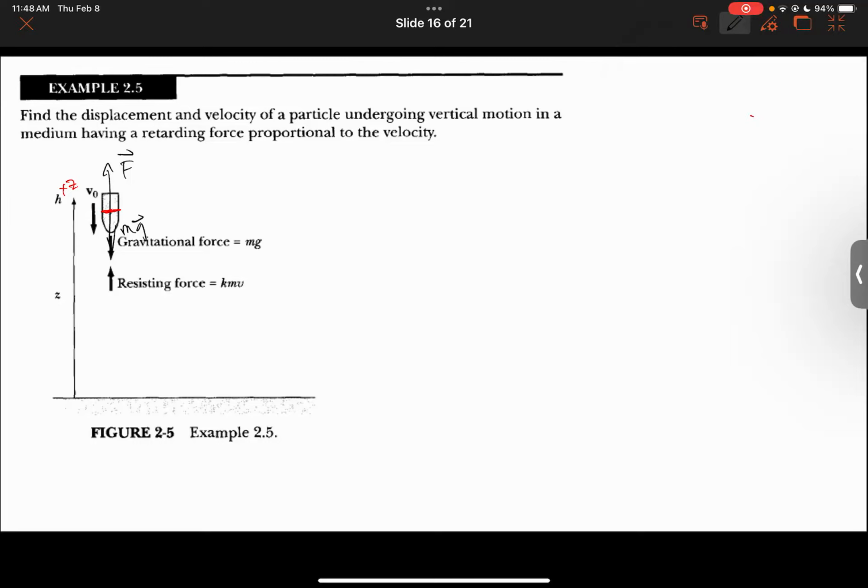Along the z-axis lang yung i-consider natin. So, along the z-axis, yung sum ng forces ay equal sa minus g, okay, which is pointing downward. Okay, and kmv.